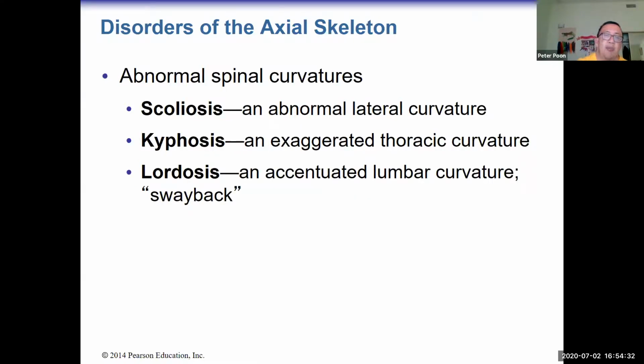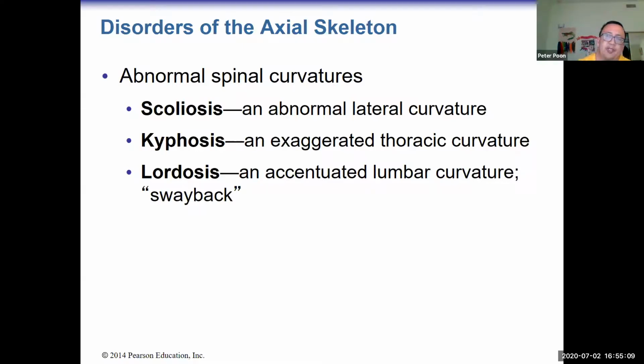The abnormal spinal curvatures. Scoliosis is an abnormal lateral curvature. So this is your spine. If it goes to the side a little bit, it's scoliosis. Kyphosis is an exaggerated thoracic curvature, like you see on old ladies and such. Lordosis is an accentuated lumbar curvature. So the lumbar vertebrae stick out a lot more than usual.